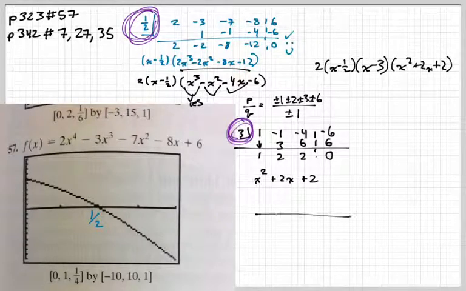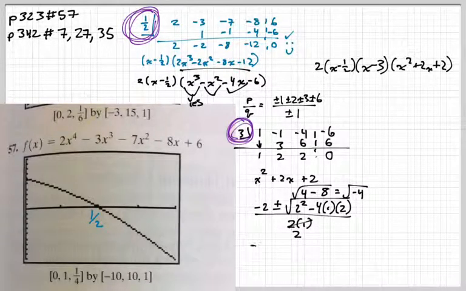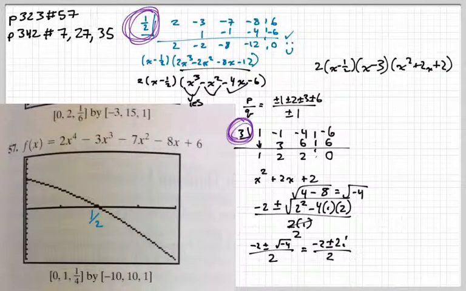Okay. Quadratic formula: negative b, which is negative 2, plus or minus the square root of 2 squared minus 4ac. Hang with me, guys. I know, it's a lot. It takes longer when you explain it. That's 4 minus 8, which equals negative 4. On the bottom, I have 2 times 1, which is just a 2. So we have negative 2 plus or minus the square root of negative 4, divided by 2. The square root of negative 4 is 2i. When I divide that by 2, I get negative 1 plus or minus i. We found our other 2 zeros.